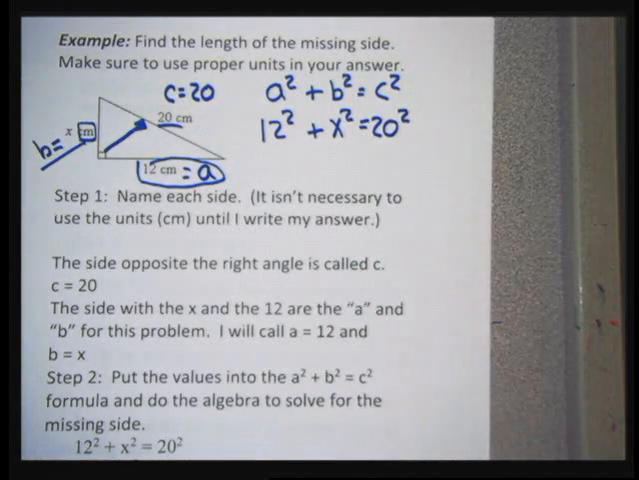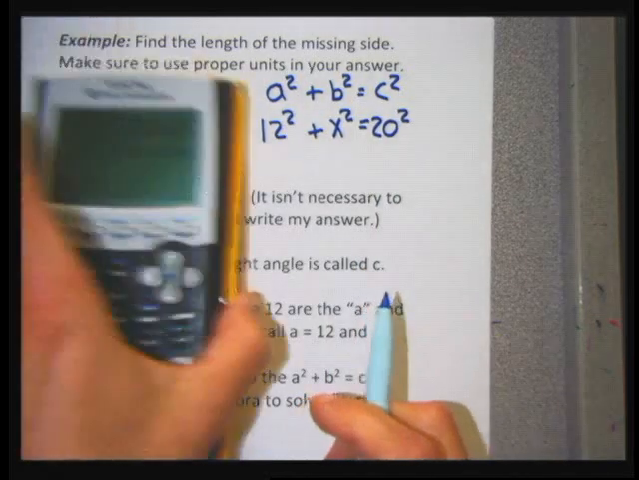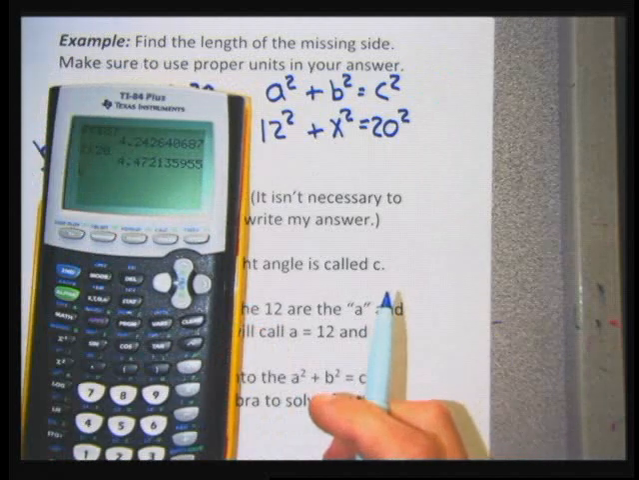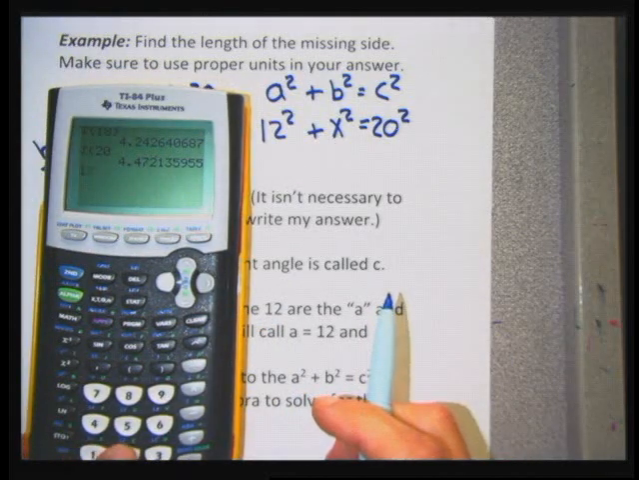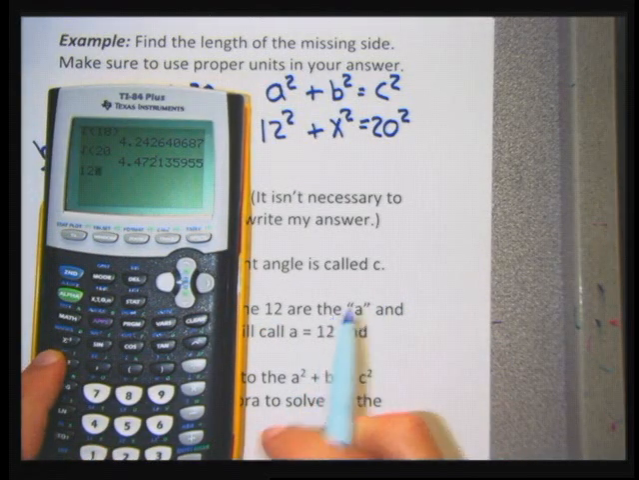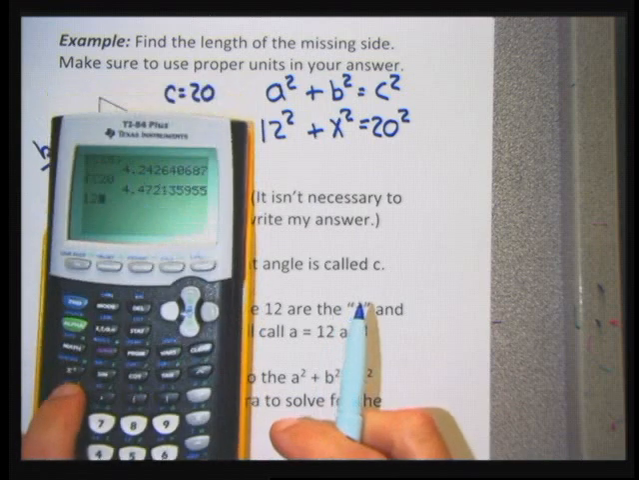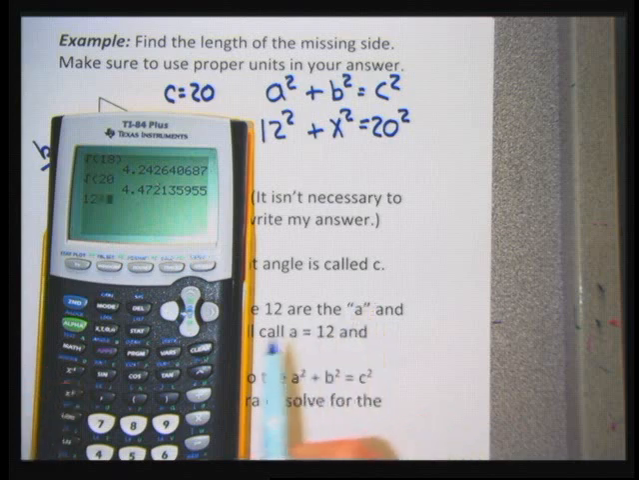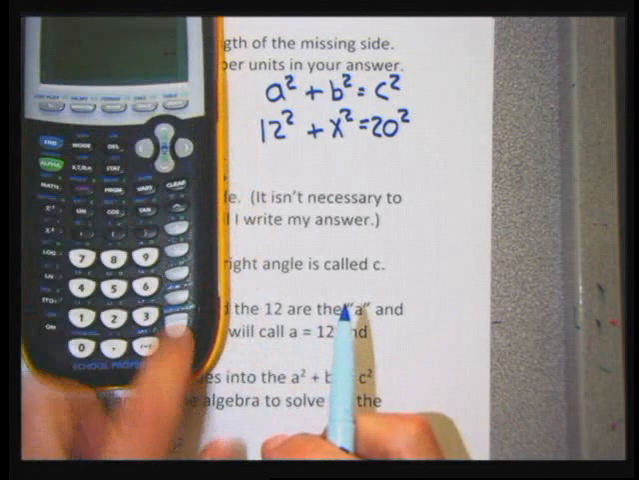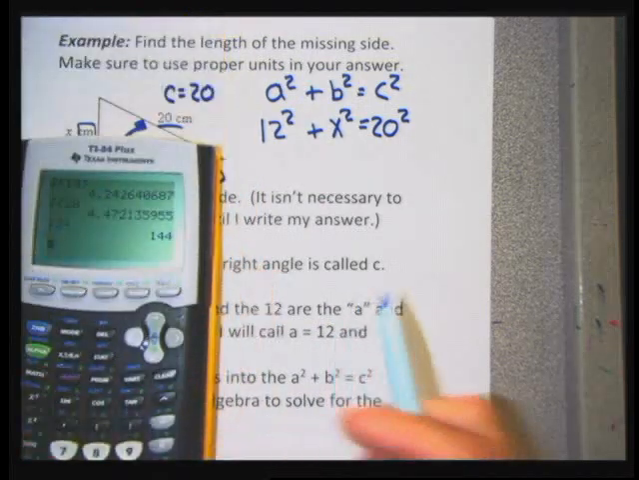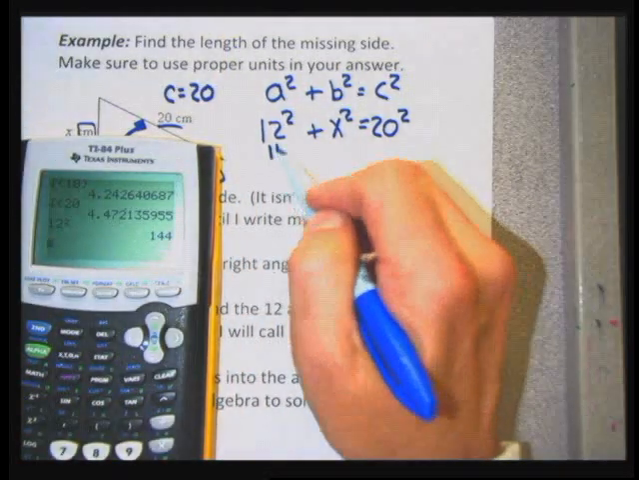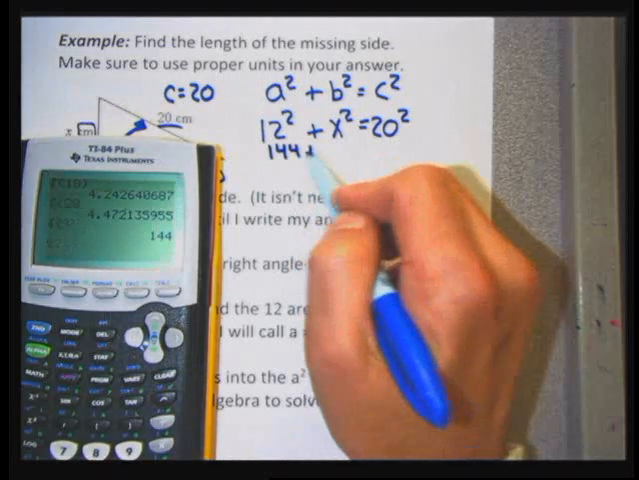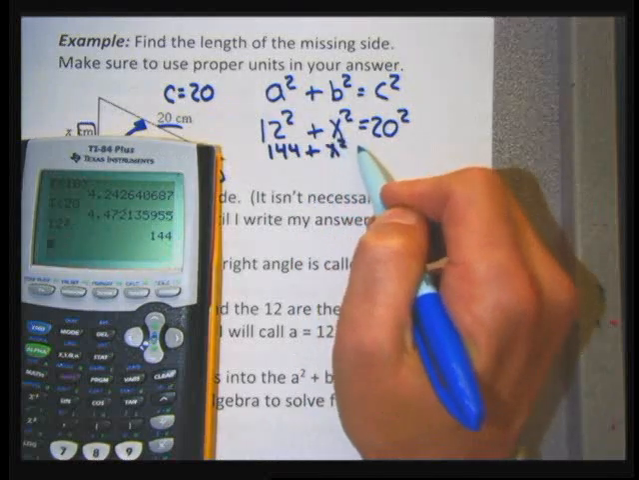So I could use my calculator if I don't know how to do squares in my head. To do 12 squared on my calculator, I type the number 12, and then I hit the x squared key. The x squared key is the 1, 2, 3, 4, 5th key down, and then I hit the enter button in the bottom of my calculator. After I have 12 squared, I hit enter, and my calculator would tell me that that's 144. So this gives me 144 plus x squared on the left side.